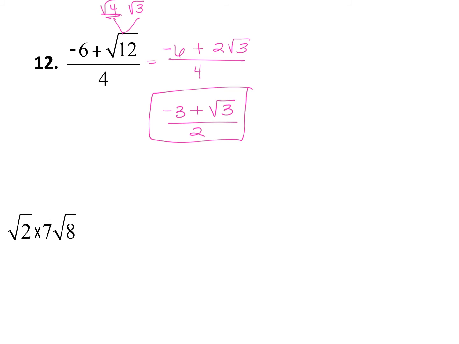Now, technically, you could write this as negative 3 halves plus the square root of 3 over 2. That would be the same thing. It's not wrong. I feel like this one's a little bit simpler, so I would probably write it that way, but that's up to you if you want to do that or not. Questions on that? You done?